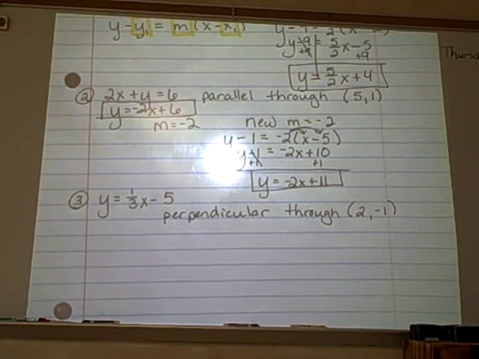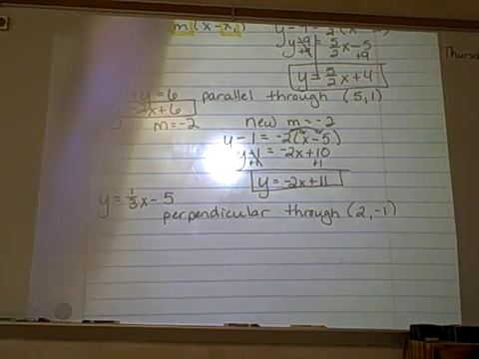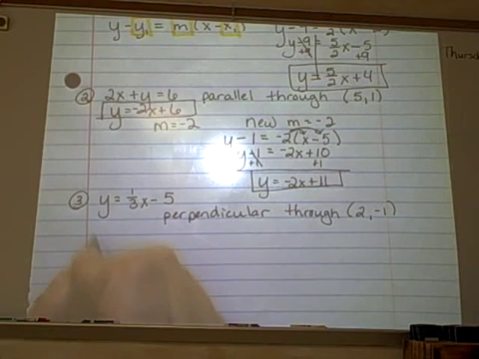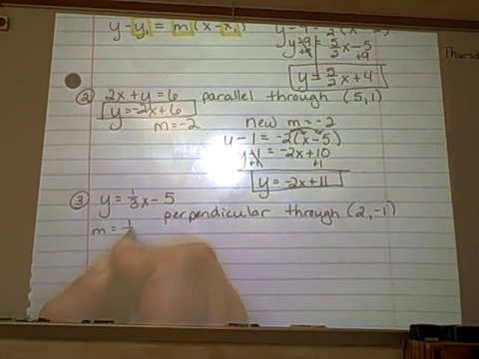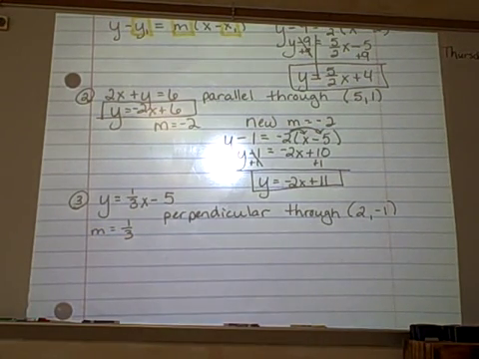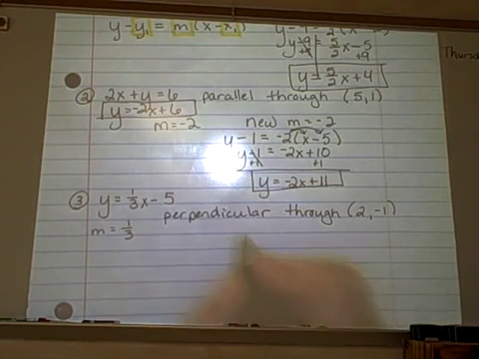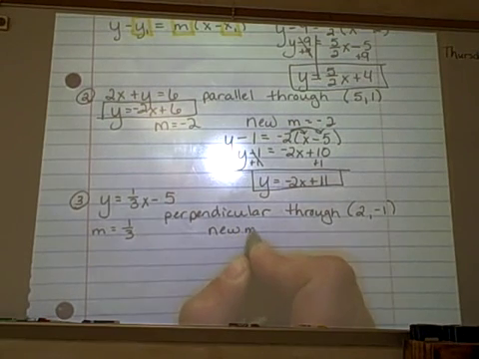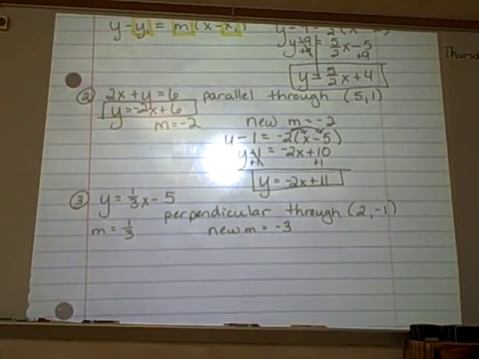Okay, since it's perpendicular, this one throws a little bit of a kink in things because you can't just use the same exact slope. You've got to fix the slope first. So this slope over here is 1/3, right? So the other one is negative 3 over 1, or just negative 3. So your new slope, you're going to use as negative 3.